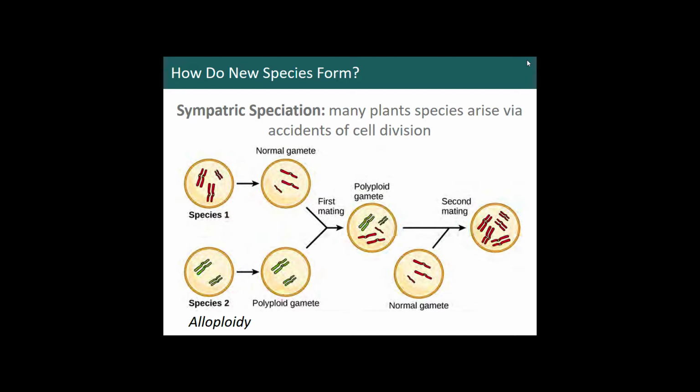Just know that we can have these polyploid events occur because of errors in cell division, and we can end up with a new species pretty much almost instantaneously in evolutionary time frame. Right? In one generation, we can end up with a new species, as opposed to generation after generation after generation of speciation and separation.